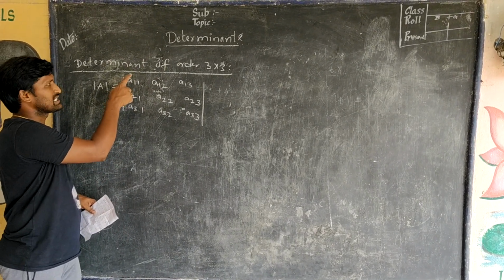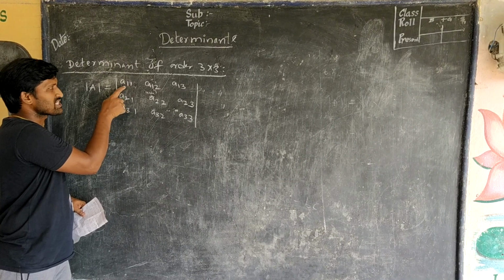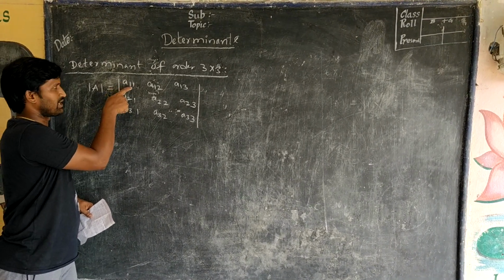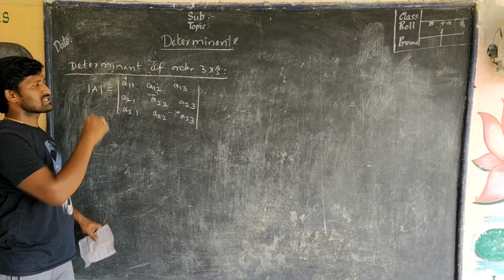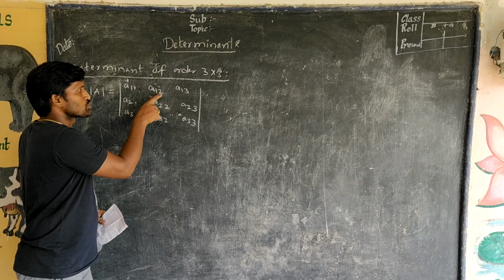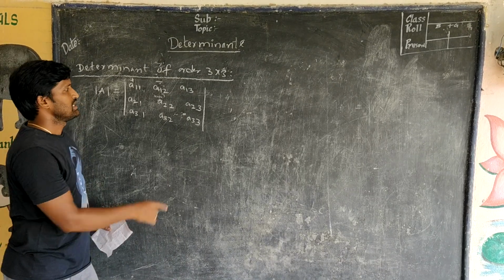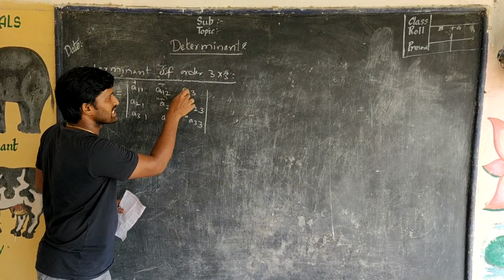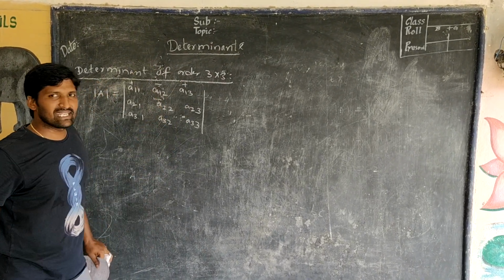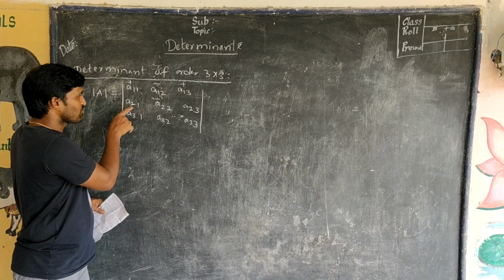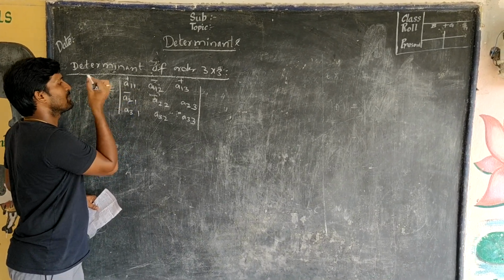What is the sign we will get? When adding these suffix values, if we get an even number, we consider plus. If we get an odd number, we take the sign minus. Similarly, here 1 plus 3 is 4, an even number. What is the sign? Plus. 2 plus 1 is 3. What will we get? Minus.